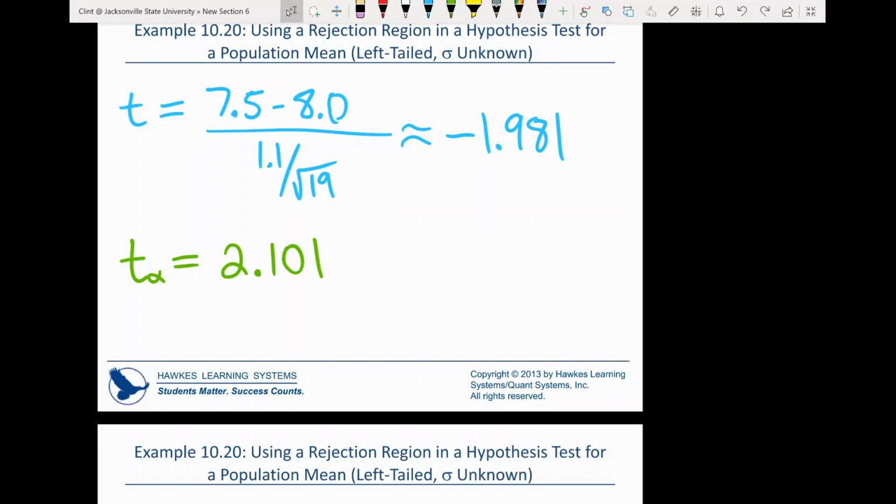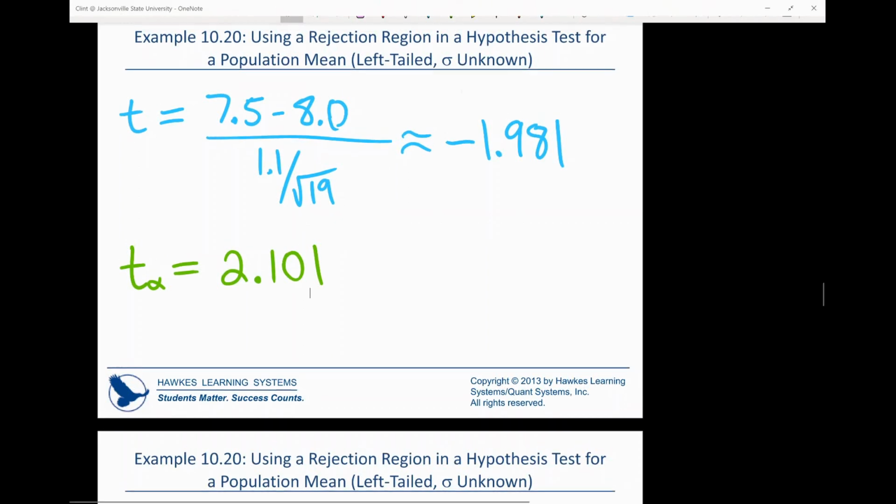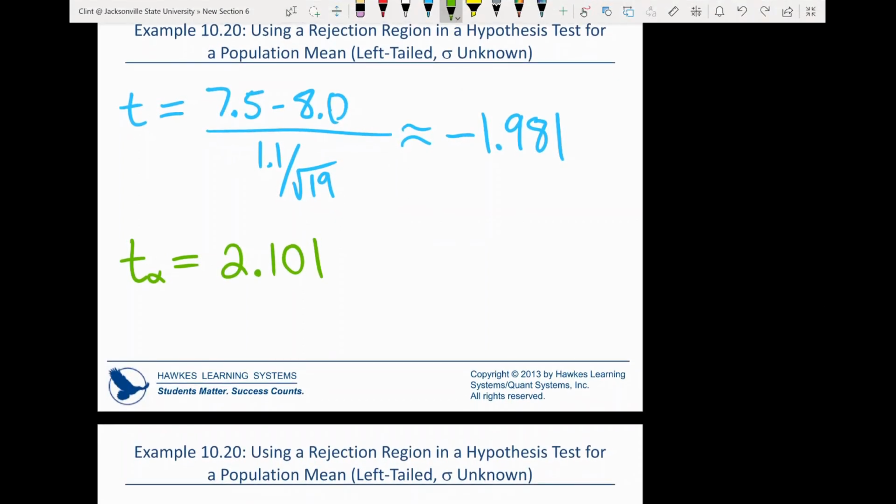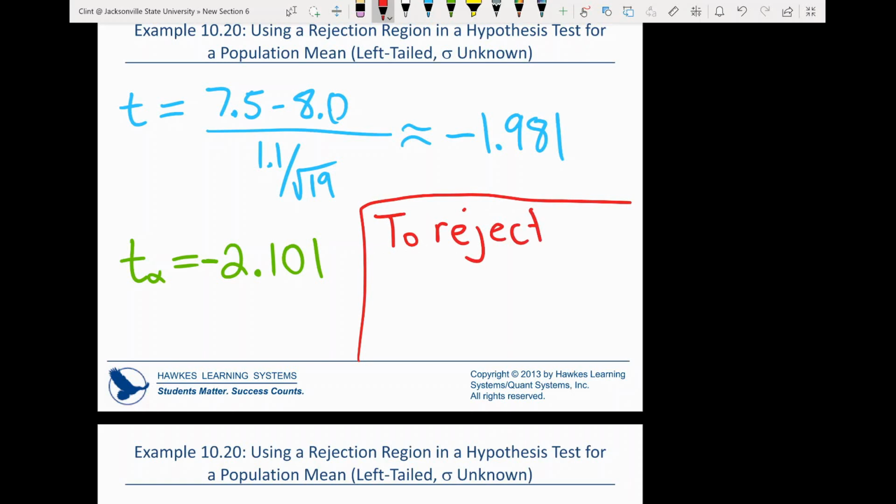This is a left-tail test, so what else do we have to remember about our critical value? Since it's on the left side, our critical value is going to be negative. Okay. And then you can either think about the picture or think about the rule. To reject the null hypothesis, what's got to happen? Well, it's a left-tailed test, so our test statistic needs to be more to the left or less than our critical t-value in order to reject the null hypothesis. So our rule would say that t needs to be less than or equal to our critical t.